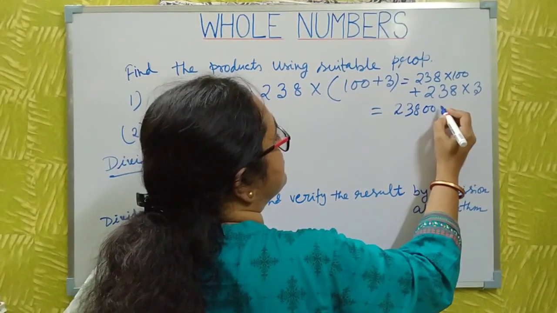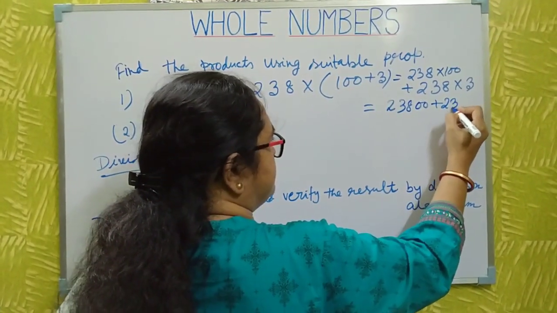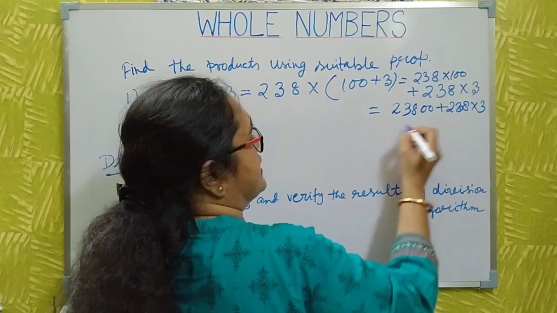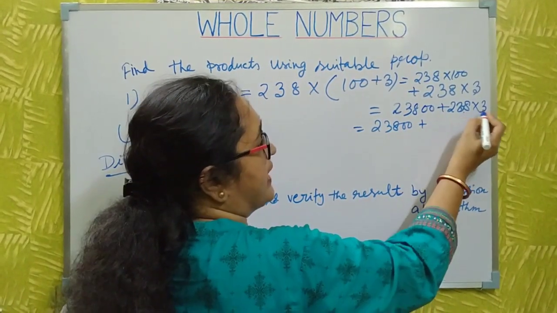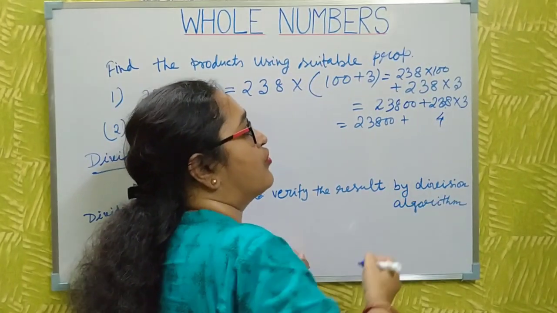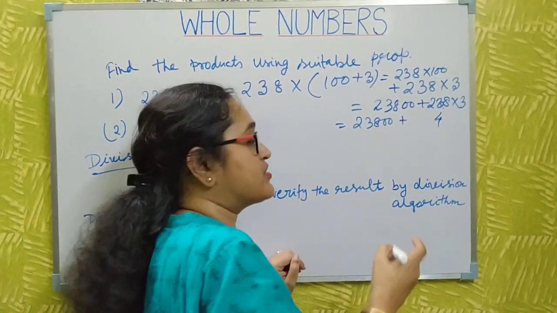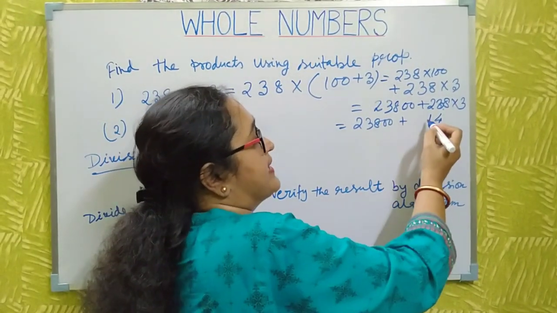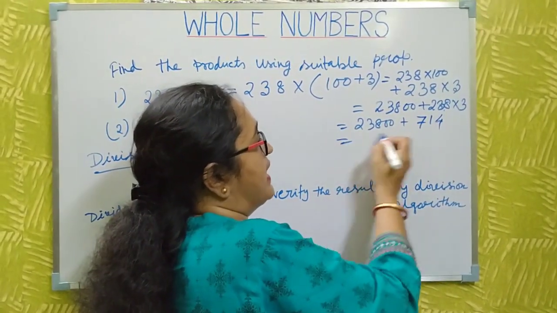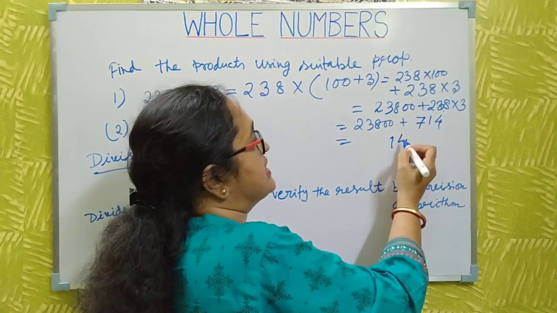238 00 plus 238 into 3. You just multiplied here now. 3 8s are 24, 4 and 2 carry. 3 9s are 27 plus 2 is 11, 1 carry. 3 2s are 6 plus 1 carry. Now you just do the addition here.